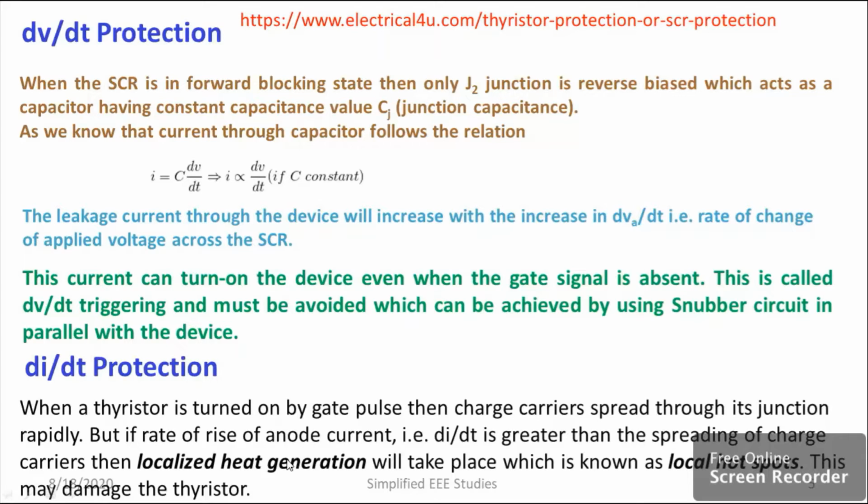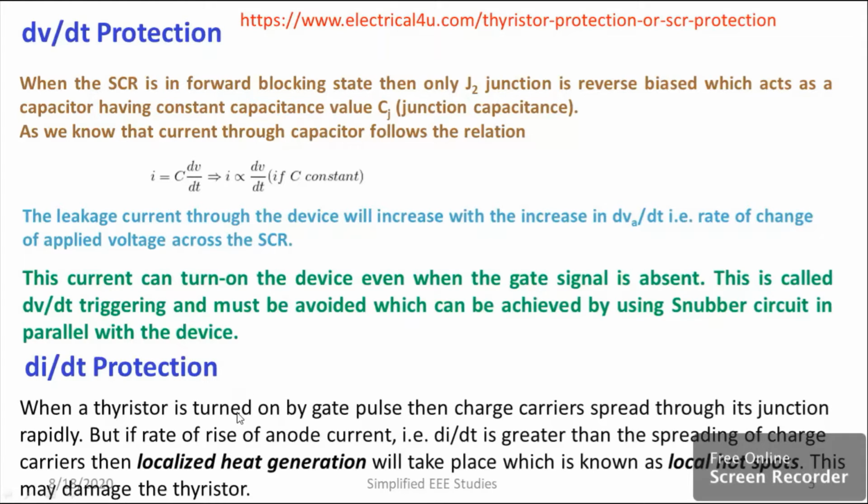If this condition prevails, what is going to happen? Localized heat generation will take place in that particular SCR. Definitely it generates a special hotspot, or you can call it a local hotspot, in that device. Then the device gets spoiled, that means the SCR may get damaged. To overcome this difficulty, what is the remedy? Consider a thyristor. You can connect an inductor in series with the thyristor or SCR so that the device gets protected. As you know, the inductor prevents the change in value of current. The same principle is applied there.